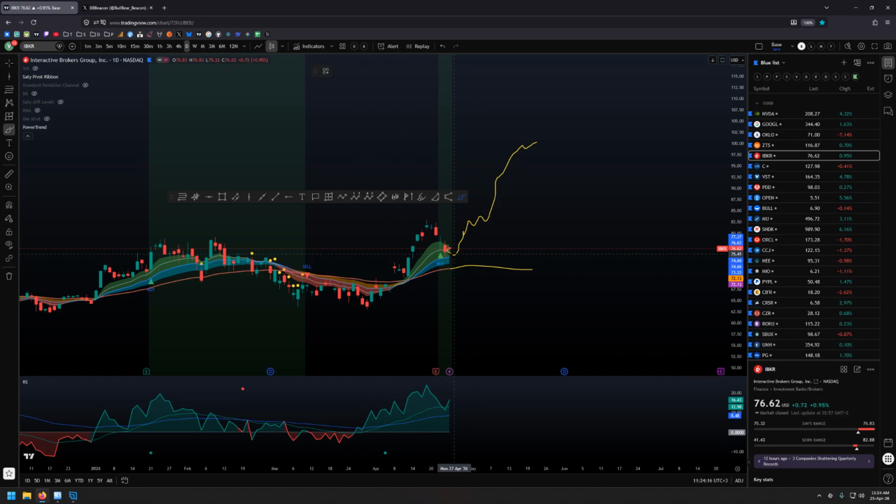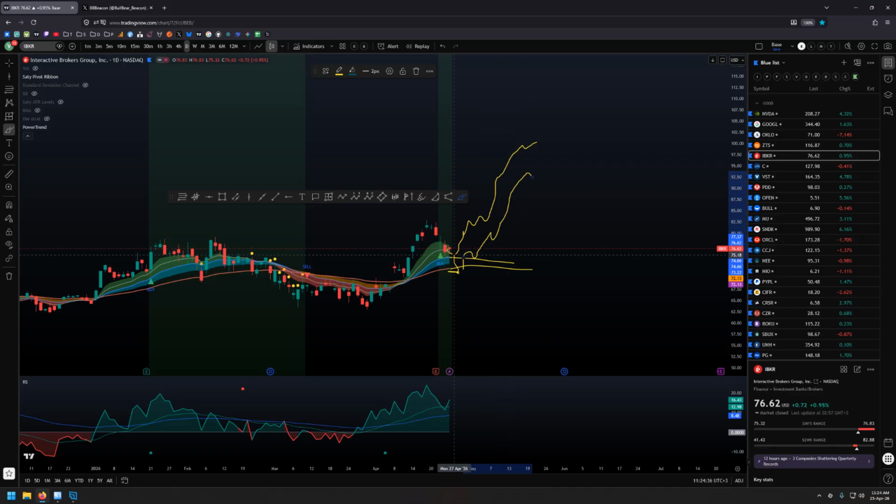So let me draw again. So we go lower. If we close here below the 55 EMA, this is a cut. But this still won't break the buy signal. The buy signal will break a bit later, lagging. If after that we go back and we close above the 21 EMA, it's okay to go back in.